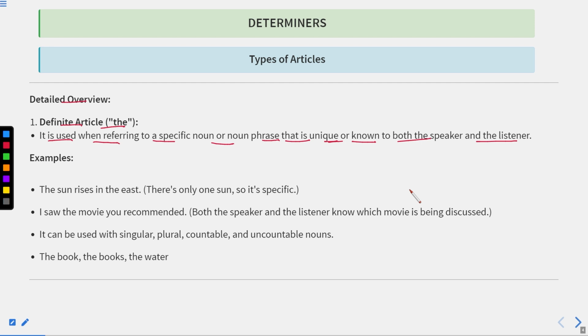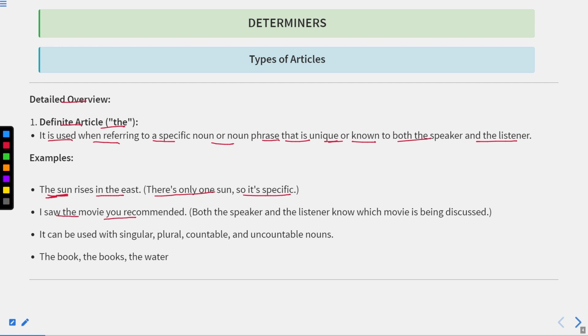If I say the sun, obviously we know that the sun is unique and it is only one in this world and all the people are aware of it. So we can use the sun. For each and every planet name, we use the, because we know well that each and every person knows about it and that it is unique. For example, the sun rises in the east. For sun, we use the. There is only one sun, so it is specific.